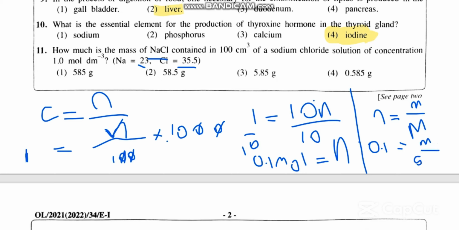This is 58.5. So when you multiply 58.5 by 0.1, you will get 5.85. Another 0 will move this side. So 5.85 grams is the mass. So for this, first you should find the amount of moles with the concentration equation, because we know the concentration now. After that, with the mole equation, you can find the amount of mass. It's very simple. If you know both equations, you just have to apply them.